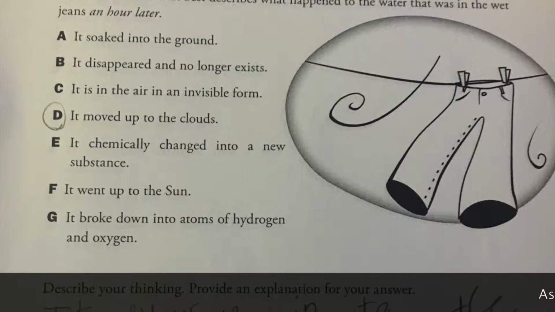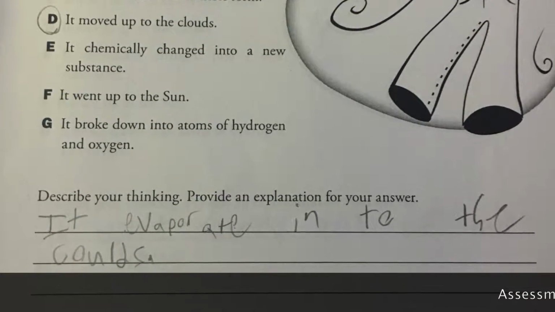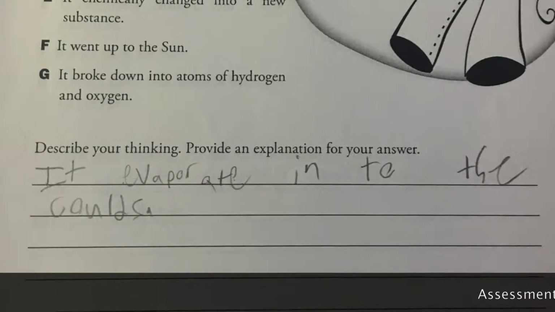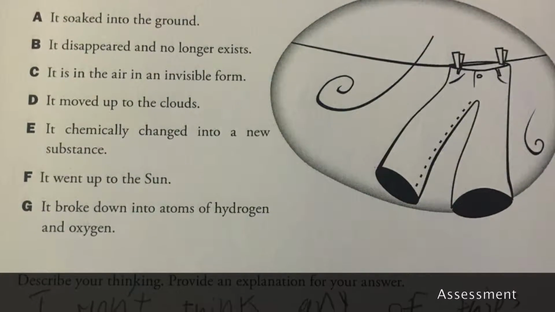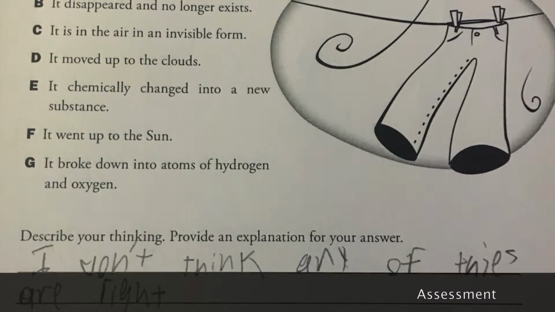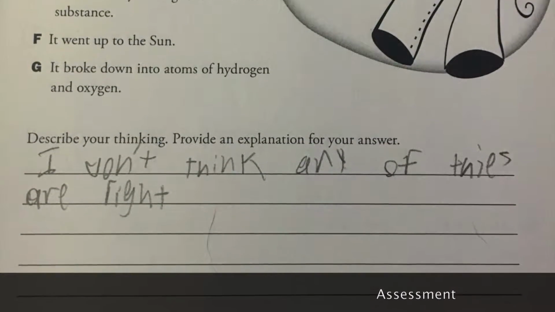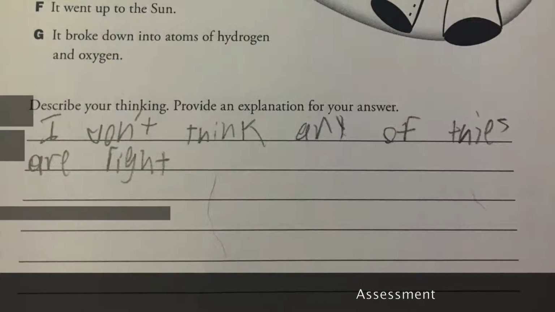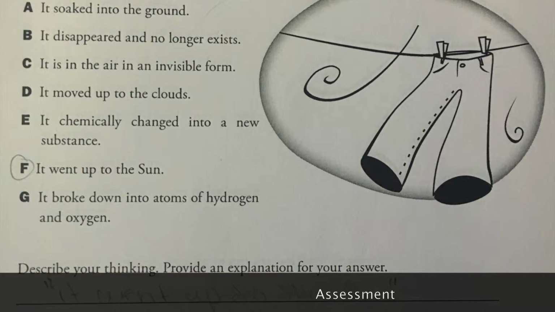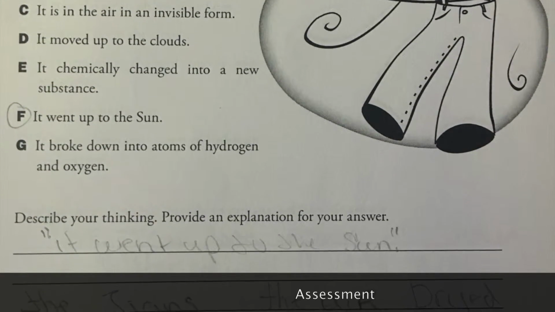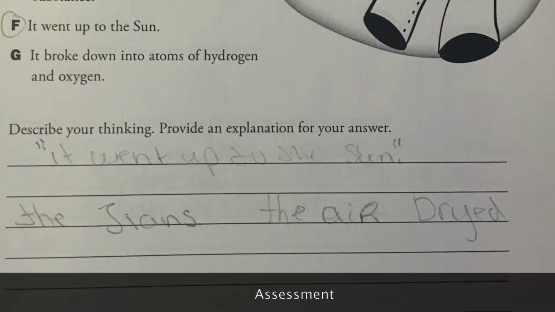For assessment in the first lesson, I chose to use the facts that were in our Keeley book. Here are examples of a probe that I gave my students about wet jeans. They had to answer the question and tell me why they thought that. The correct answer in this problem was C. Most of the students in my class picked answer C, which is the water moved up into the air in an invisible form. But a few other students picked various answers.